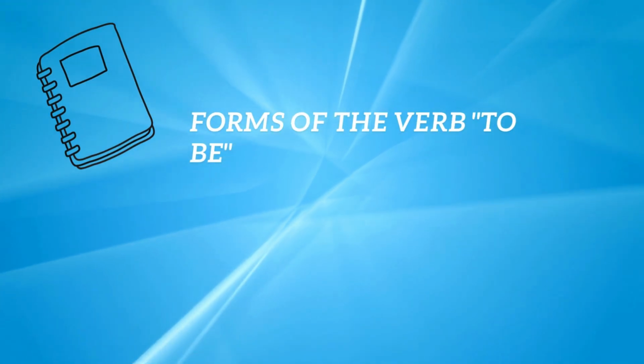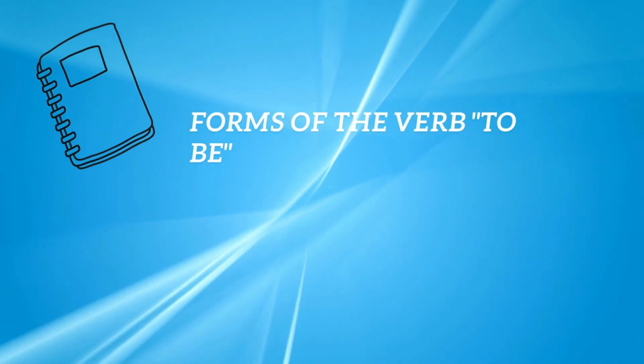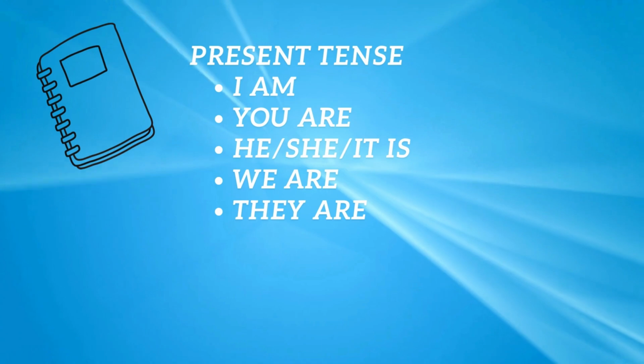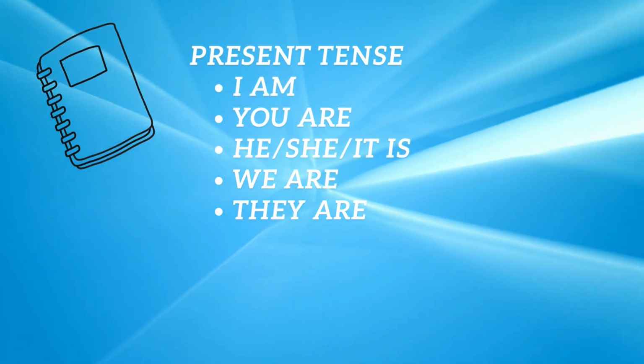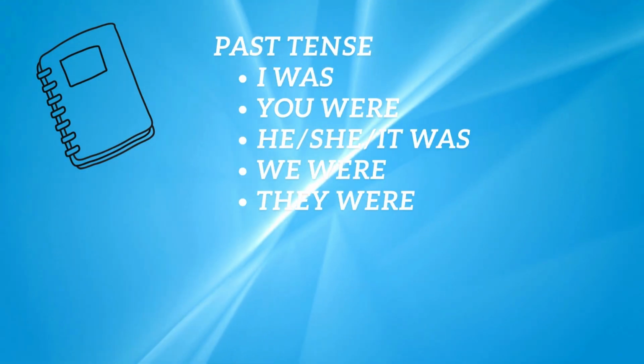Forms of the verb to be. The verb to be changes form to match the subject and the tense of the sentence. Below are its various forms. Present tense: I am, you are, he, she, it is, we are, they are.